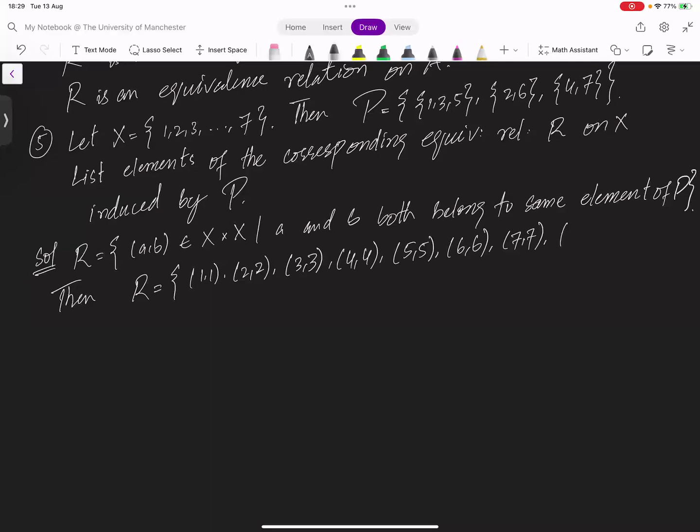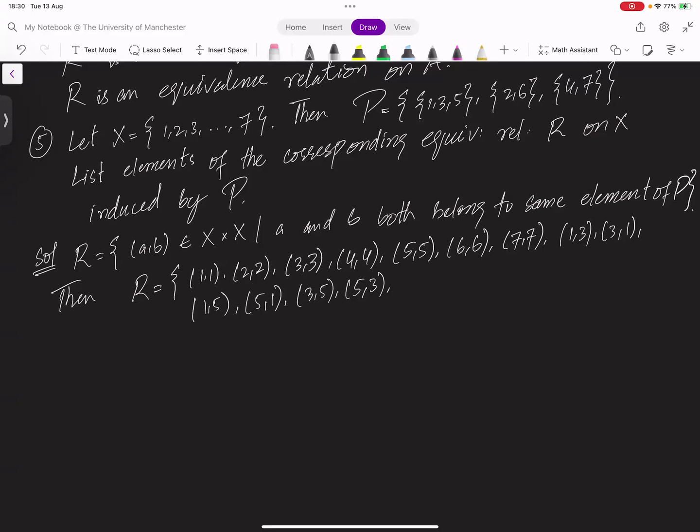Because this set has 3 elements, we can generate more ordered pairs like (1,3), (3,1). We can generate (5,1). Let's write before. We can generate (1,5) and (5,1). We can also generate (3,5) and (5,3). Now we cannot do more for the first set inside the partition.